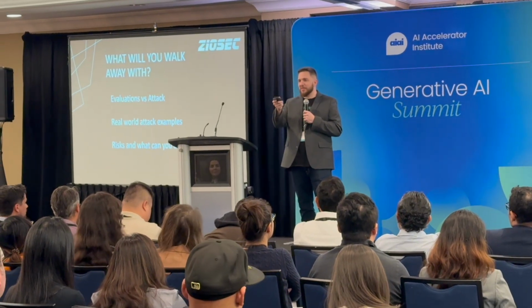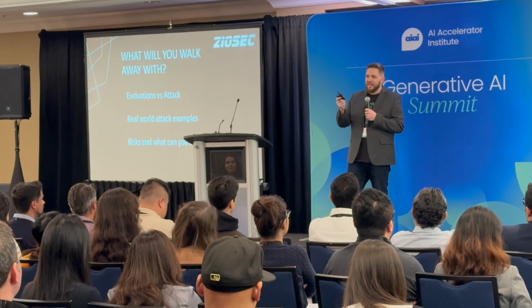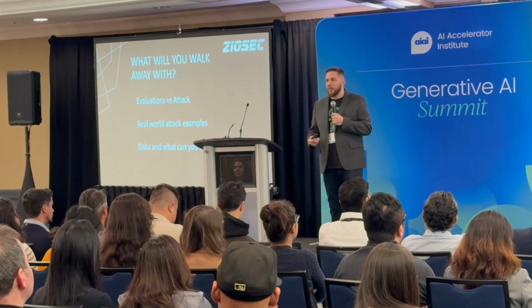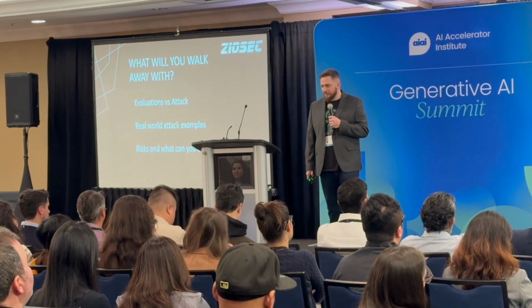Evaluations versus attacks, some real world examples of attacks, and what the risks really look like. So I liked your question right there. What do the risks really look like with an agent in production, and what can you actually do about that?